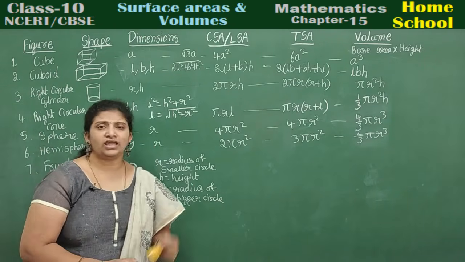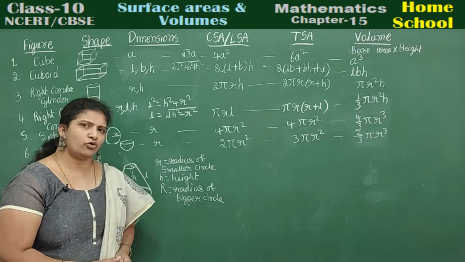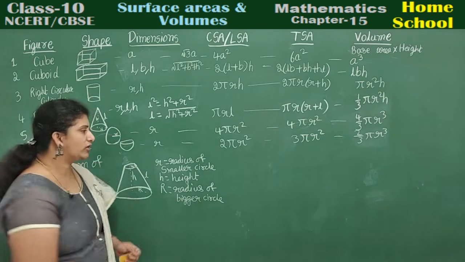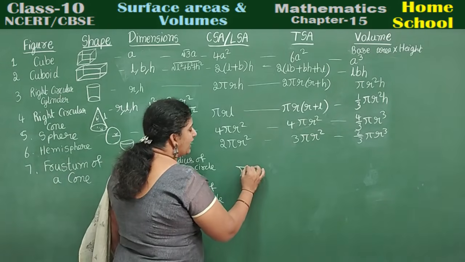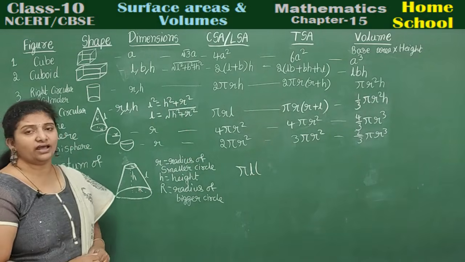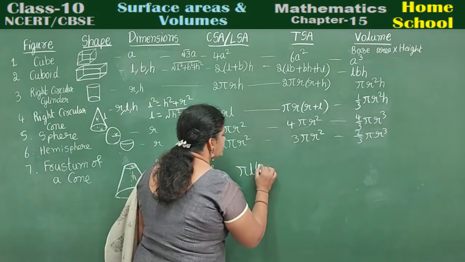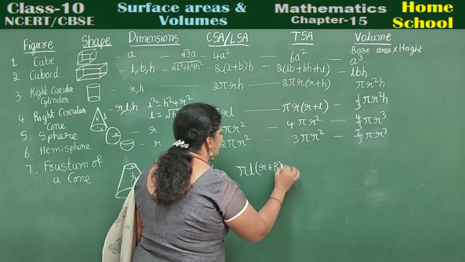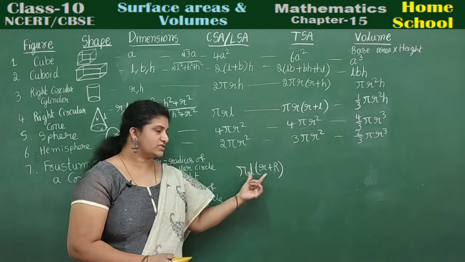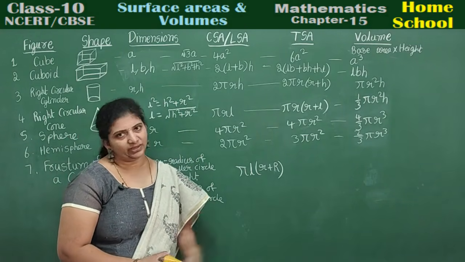Curved surface area of a frustum of a cone. What is the curved surface area of a cone? Pi RL. Similarly, for a frustum of a cone, pi RL. R is what? Not only a single R; we have two R's, right? We take here small r plus capital R square units. So, the curved surface area of a frustum of a cone is pi L into (r plus R) square units.